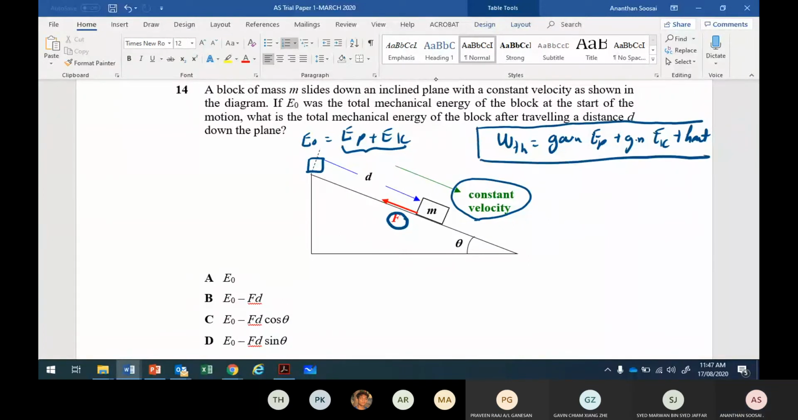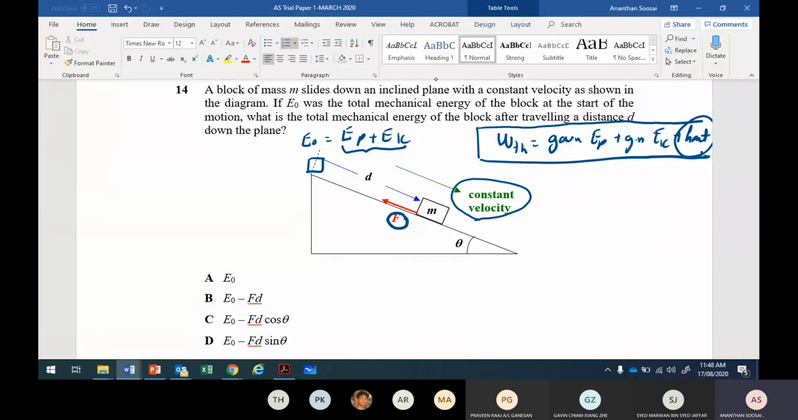Okay. Now, what do you want? The total mechanical energy after distance d. What is the total mechanical energy of the block after traveling? So they want the total mechanical energy after that. Total mechanical energy means the new EP plus EK. So the mechanical energy is here, minus the heat.